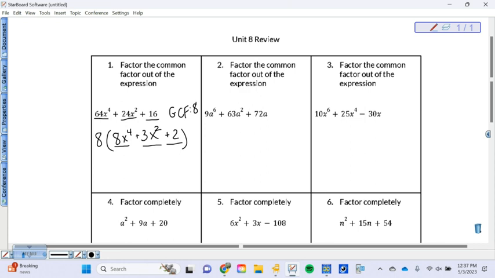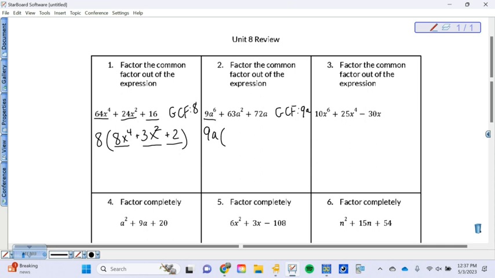2. Good. If you just gave me this, that is incorrect. You can't forget your variables, okay? How about this one? What's my greatest common factor? 9a. 9a. So I take 9a out, right?